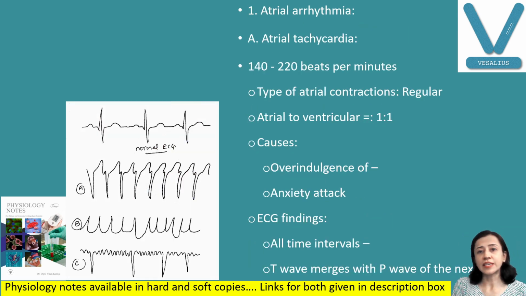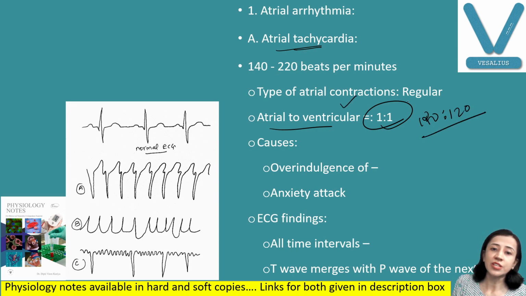Number one is atrial arrhythmia, first, atrial tachycardia. The name itself suggests the heart rate increases, otherwise it is normal, originating from the SA node and passing normally. The atrial to ventricular rate is 1:1, meaning if the atrial rate is 100 or 120, the ventricular rate is also 100 or 120. The atrial contractions are regular. What are the common causes of atrial tachycardia? Overdosage of alcohol, caffeine, and nicotine. Here the ECG shows all intervals are short and the T wave merges with the P wave of the next cycle.